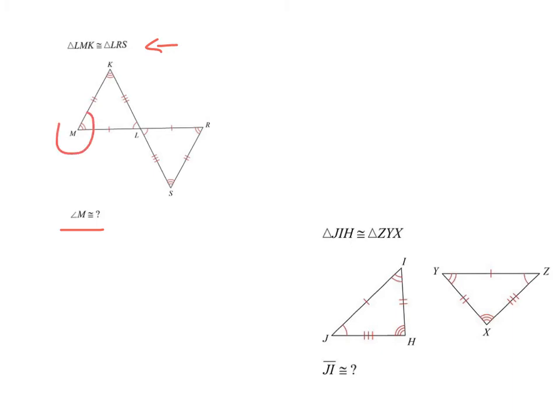So if we look at angle M, it has the two tick marks on it. So we go to the other triangle. This one has three tick marks. That has one tick mark. Aha, there we go. We want our proper notation for angles, angle R.